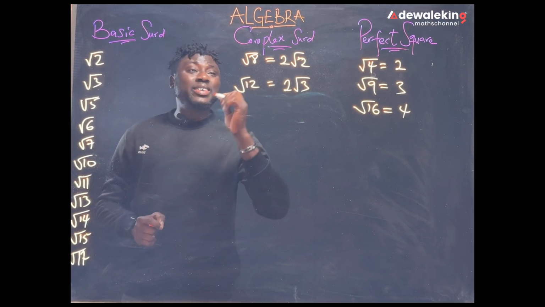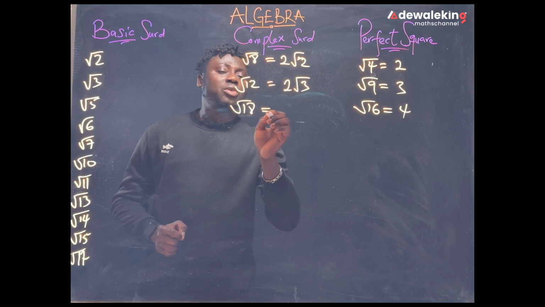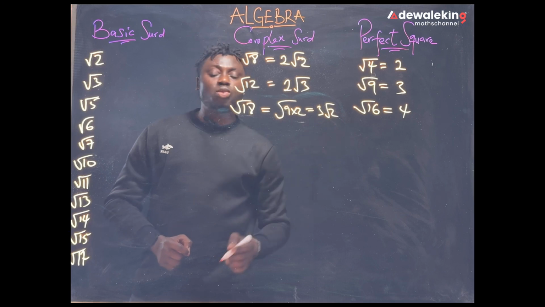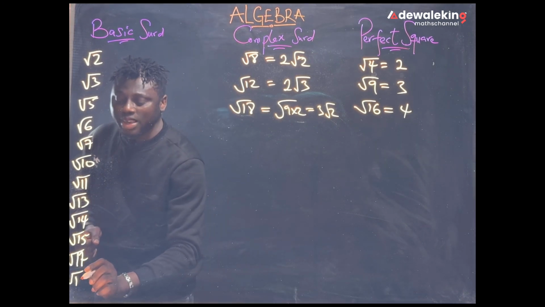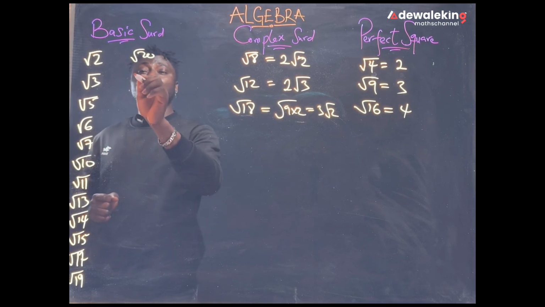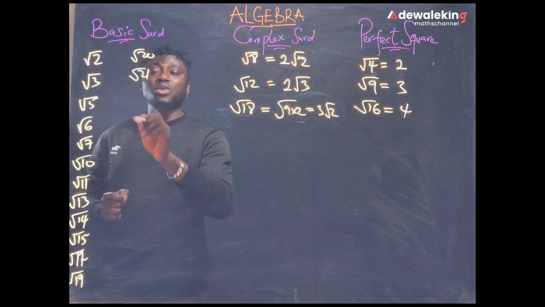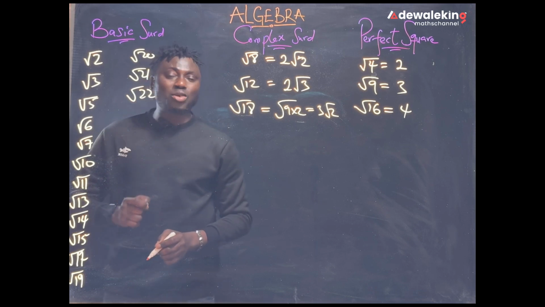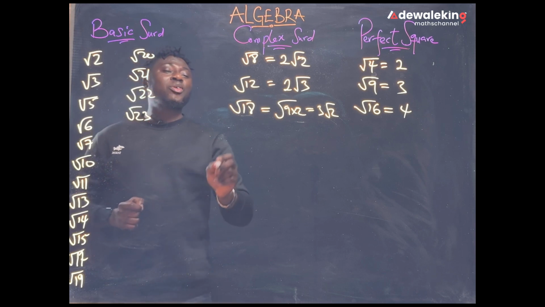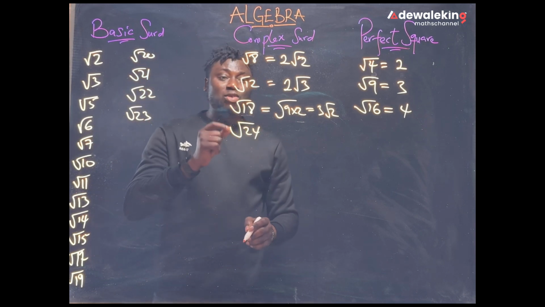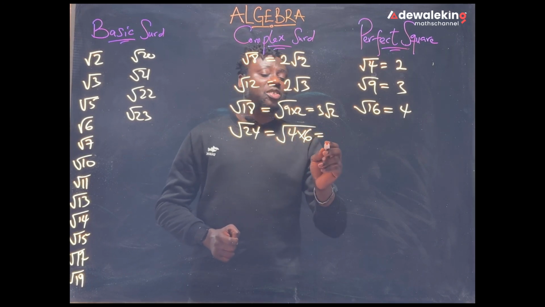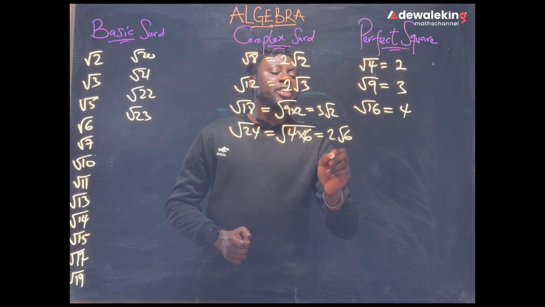Root 18 is a complex SURD because it will give us 9 times 2, which is equal to 3 root 2. Root 19 is a basic SURD. Root 20 is also a basic SURD. Root 21 is a basic SURD. Root 22 is a basic SURD. Root 23 is a basic SURD, but root 24 is a complex SURD, and that will give us 4 times 6, which is equal to 2 root 6.